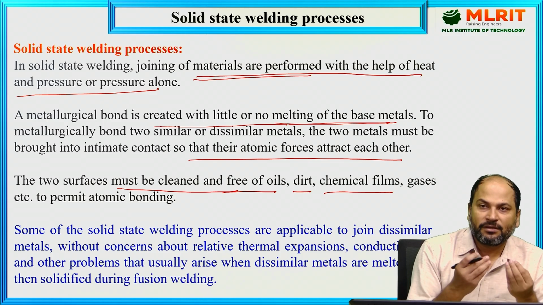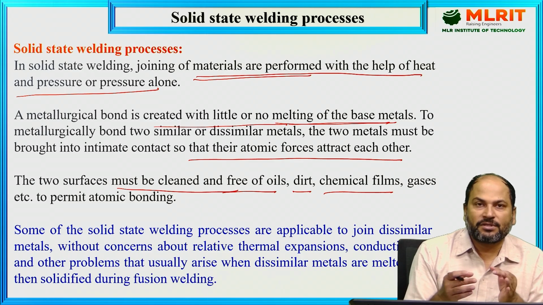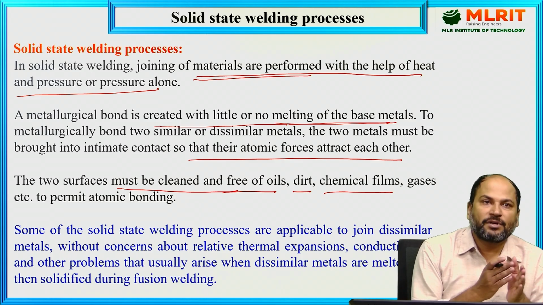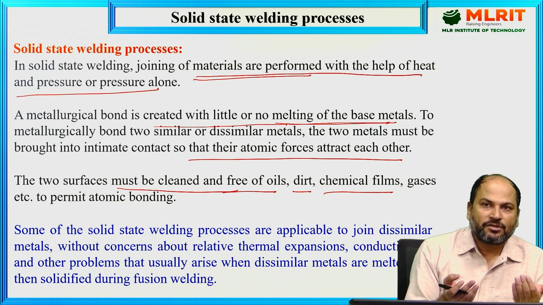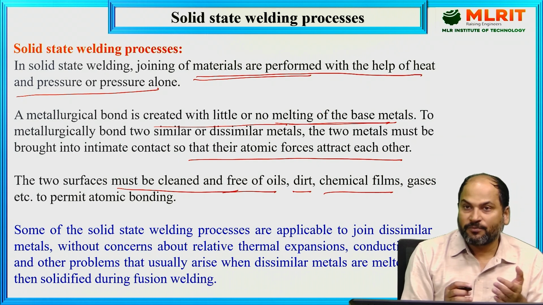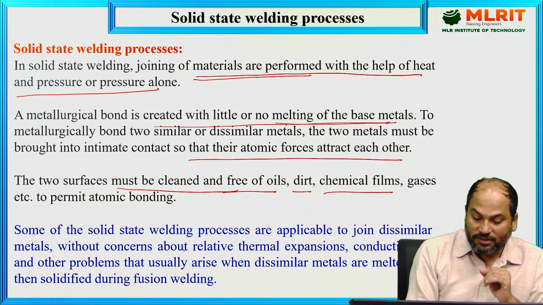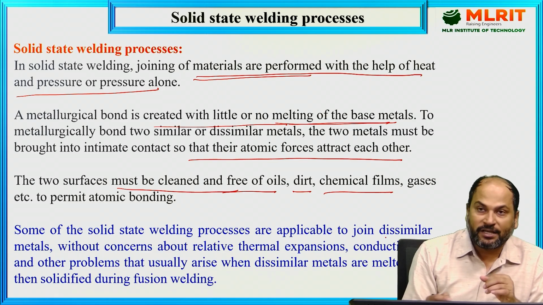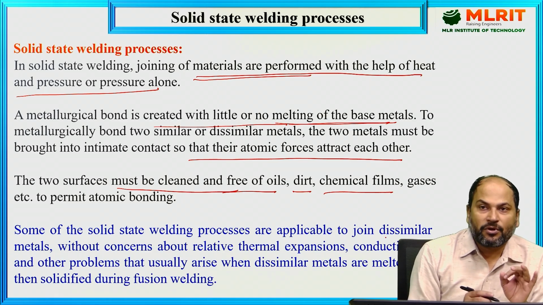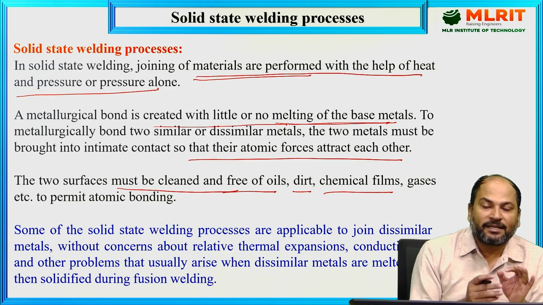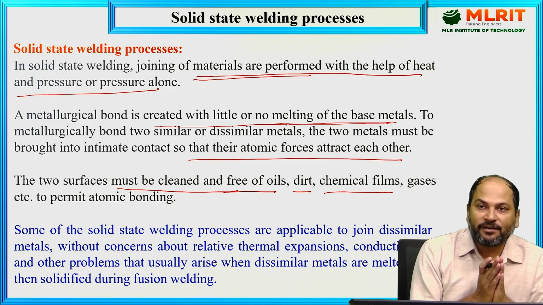Whether we are doing different solid state welding processes, first we have to clean the surface, and then we go for whatever welding process we are going to use to join these two pieces. Some of the solid state welding processes are applicable to join dissimilar materials. Yes, this is the most important property of this process, that it can be used for joining dissimilar materials.